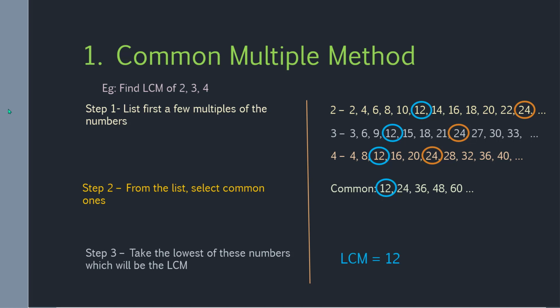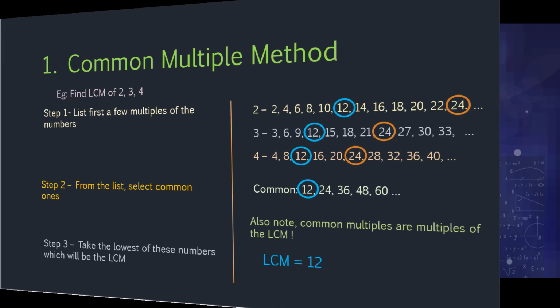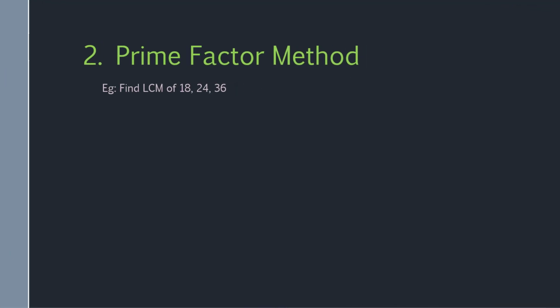As we found the LCM from common multiples of the numbers, this method is named the common multiple method. Meanwhile, it's worth noting that all the common multiples are multiples of the LCM. Next, we will discuss another method, which is called the prime factor method.